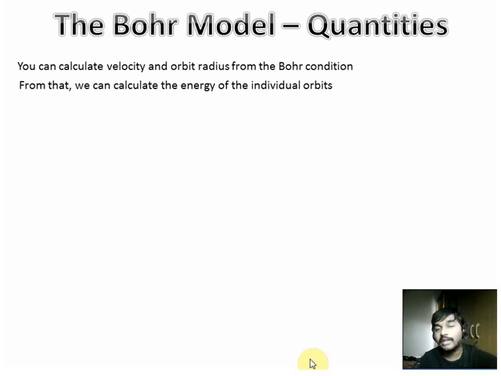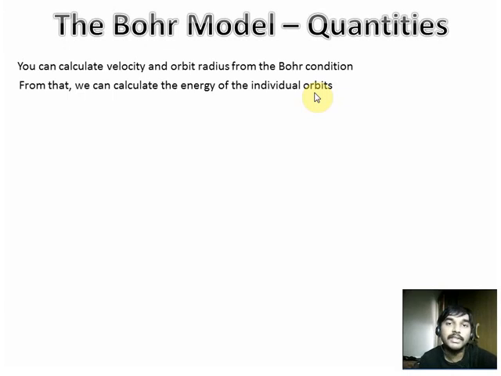It turns out that you can calculate lots of things. You can calculate the velocity, the radius of the orbit, and the energy of the individual orbits. So let's go on calculating them. I won't show you the exact steps, but I'll give you the numbers, and I'll show you something which is a brilliant prediction of the model.